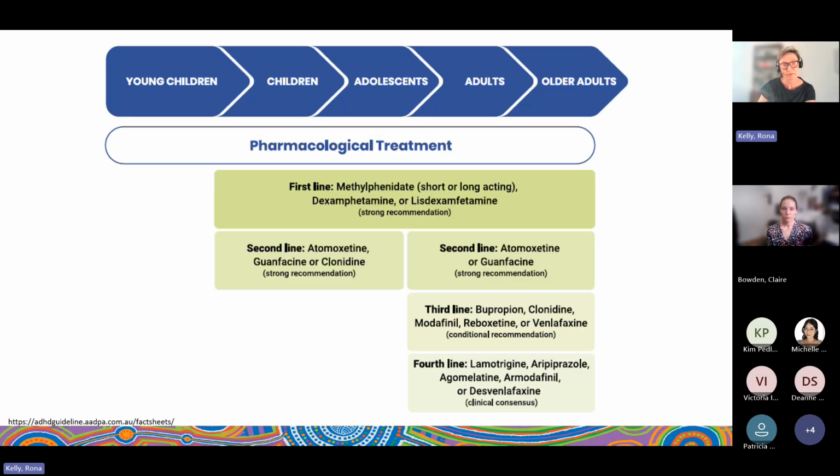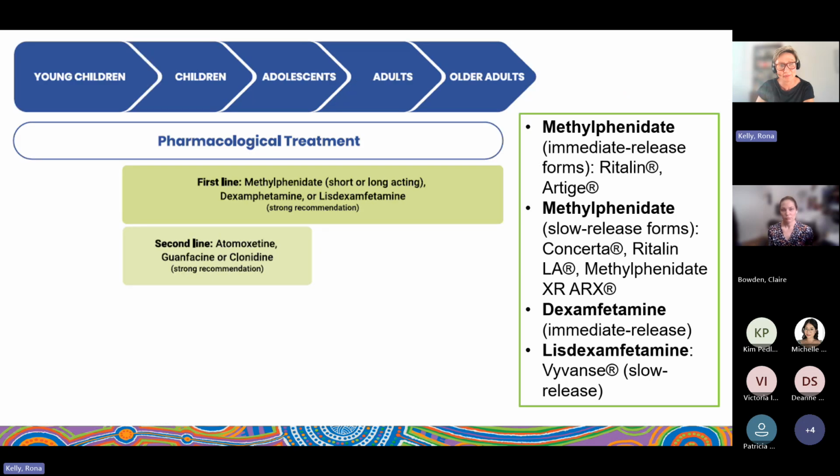So again, this is taken from one of the resources available from the AADPA website, and is quite a clear flowchart for the pharmacological treatment for ADHD. So you can see quite clearly the first line is one of the 3 types of stimulant, which I'll talk about later. Second line is one of the non-stimulants. And interestingly, they've also placed in third line and fourth line, which I'm not going to talk about today because really for pediatric ADHD, we really stick to those top 2 lines. And so I've blanked those out.